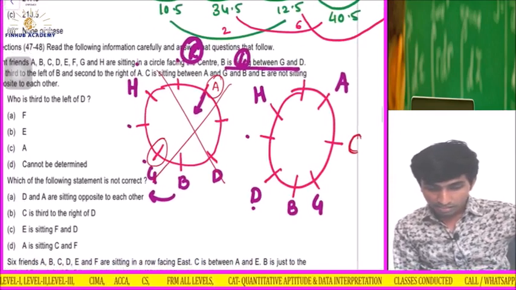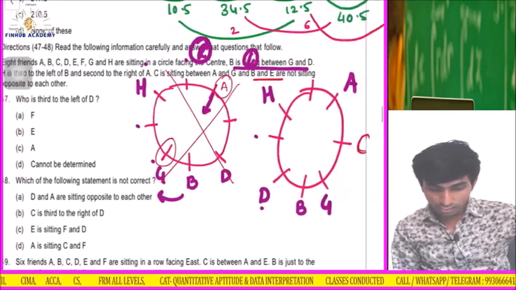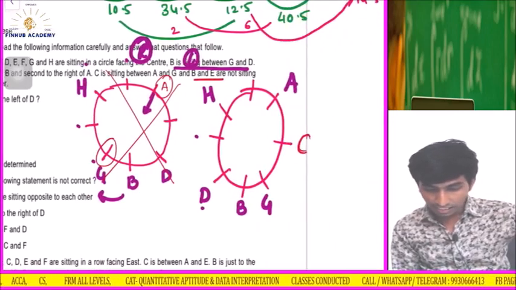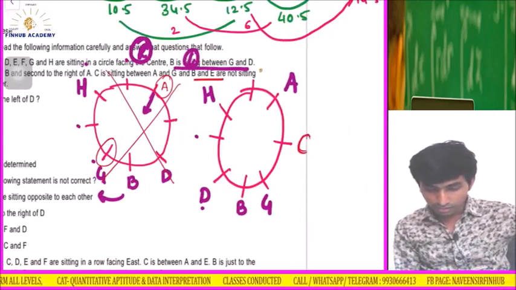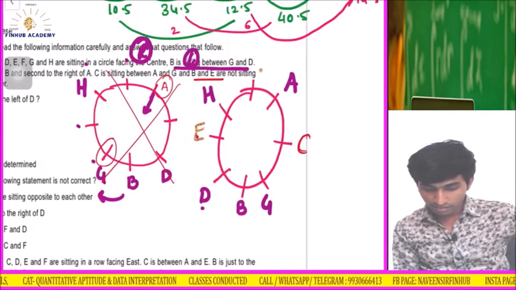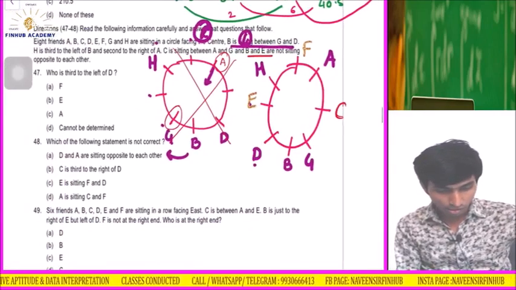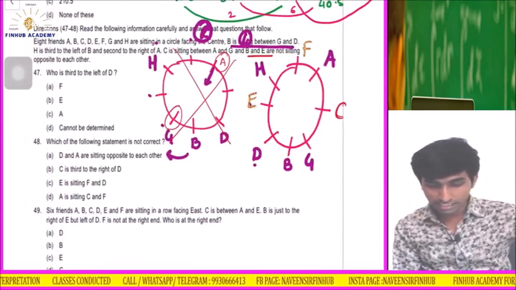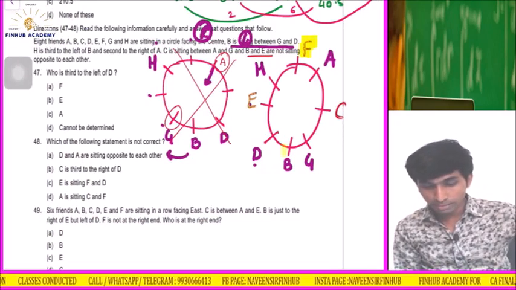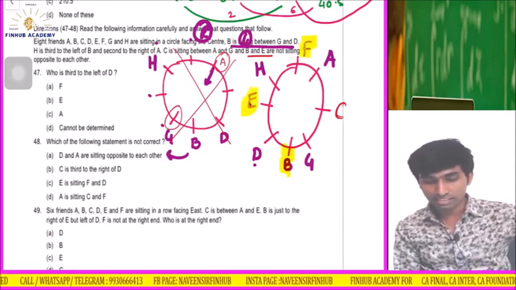G, B and E are not sitting opposite to each other. B and E are not sitting opposite, means E should not come here. So E will come here. So who is left? I think F is left. So this is the diagram. Now let's check what is the answer. Who is third to the left of D? What I said at the end, E should not be opposite to B. So E will not come there. Only one place is left, so here E will come.